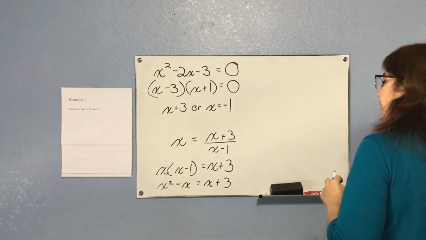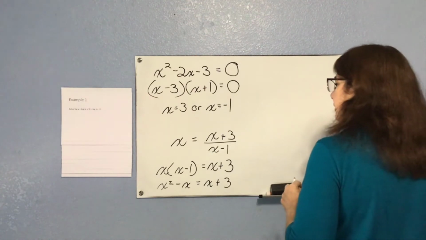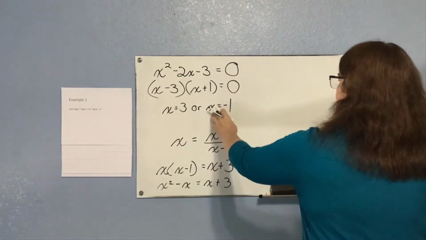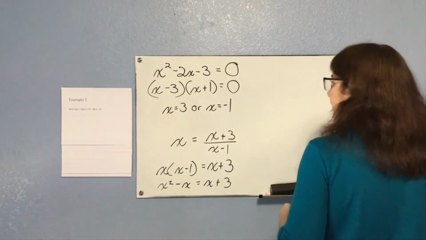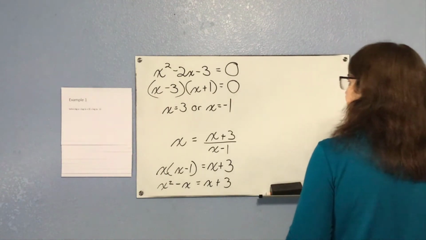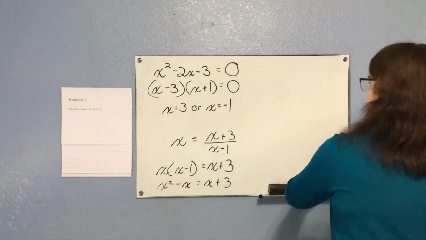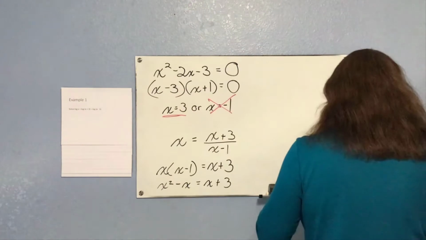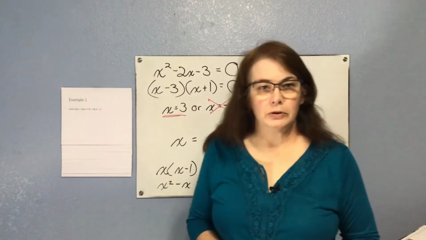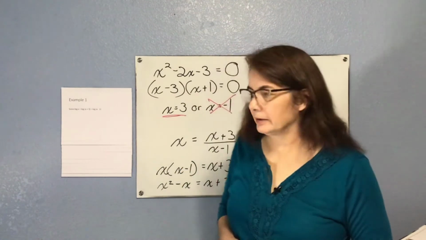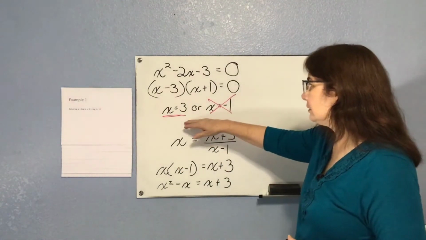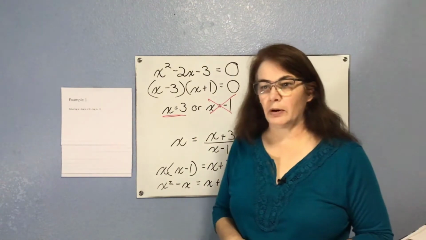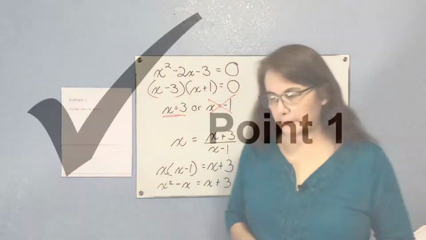Now I need to think a little bit about my original equation where I had log of x on the left side. I cannot take the logarithm of negative 1. Logarithm is not defined for negative numbers. So this solution is no good, and this is my only solution: x equals 3. You can verify this solution using a calculator. You can put 3 into your original equation and see how it comes out. But pause the video now and work on checkpoint 1.